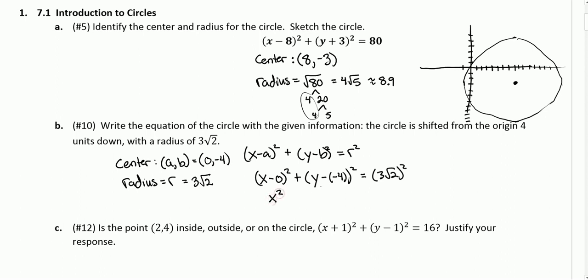And we just need to simplify this a little bit. x minus 0 is just x, so we get x squared. y minus negative 4 is a y plus 4 squared. And then when we square 3 square root 2, we get 3 times 3, which is 9. Square root 2 times square root 2, which is 2. And so we can finish this by writing x squared plus y plus 4 squared is equal to 18. And there's our equation.